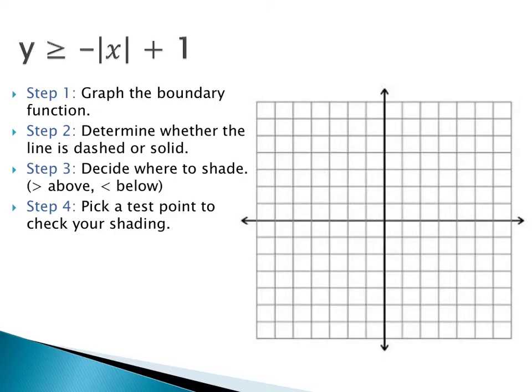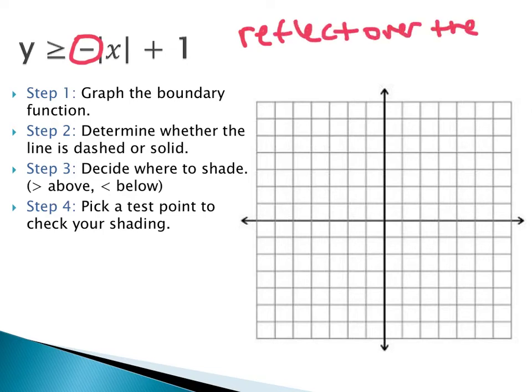So let's graph this absolute value inequality. So I have two types of transformations going on. This minus here tells me that I'm going to reflect over the x-axis. The +1 on the outside tells me that I'm going to shift up 1. So my parent function points are all going to reflect over the x-axis and then shift up 1.